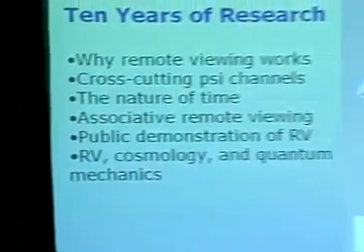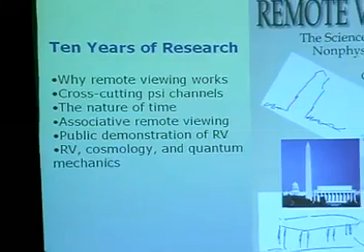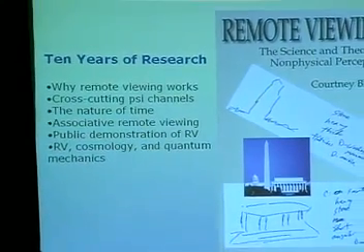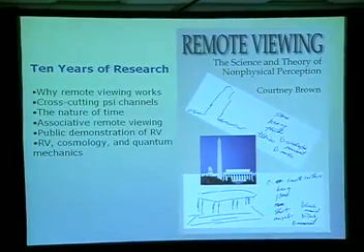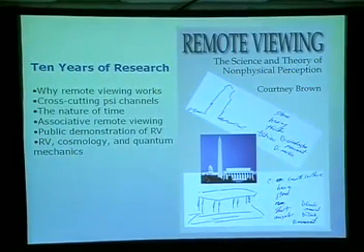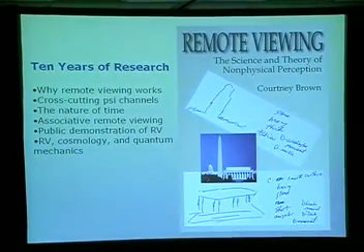Today's talk, Quantum Mechanics, Remote Viewing, and Time, is related to an experiment by John Wheeler. It's called the delayed choice experiment, but done in a macro environment using remote viewing. The theory behind this is much more broad than I can present in 15 minutes, but it is available in this book, Remote Viewing, the Science and Theory of Non-Physical Perception. That was a result of about 10 years' work.